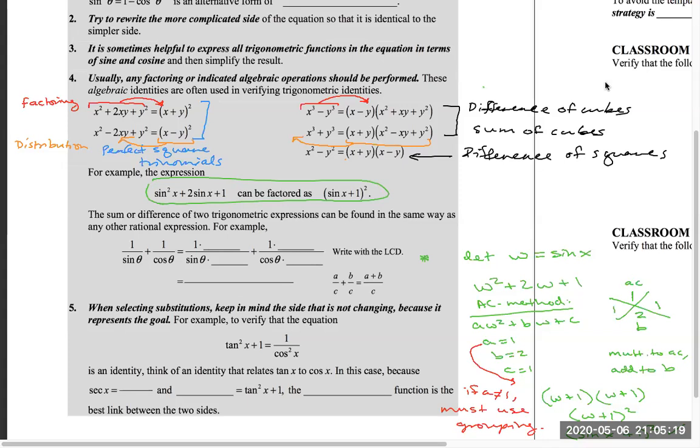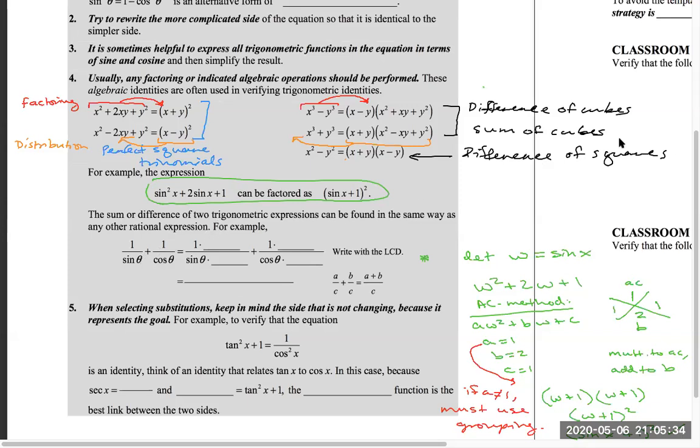Let me go ahead and clear all that out. Actually, before I do, I'll just keep going here. So the sum or difference of two trig expressions can be found the same way as any other rational expression.